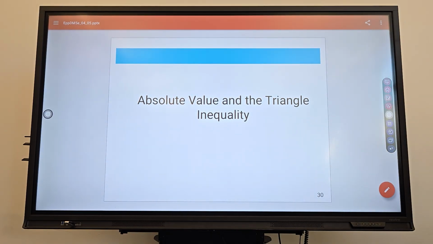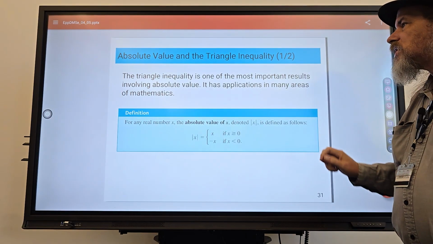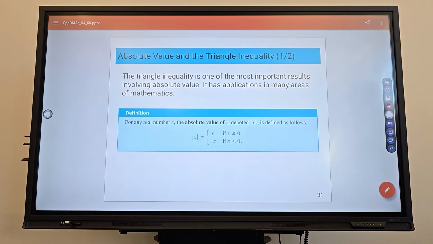Absolute value and the triangle inequality. The triangle inequality is one of the most important results involving absolute value. It has applications in many areas of mathematics. For any real number x, the absolute value of x, denoted by x between 2 vertical bars, is defined as follows: x if x is greater than or equal to 0, or minus x if x is less than 0.